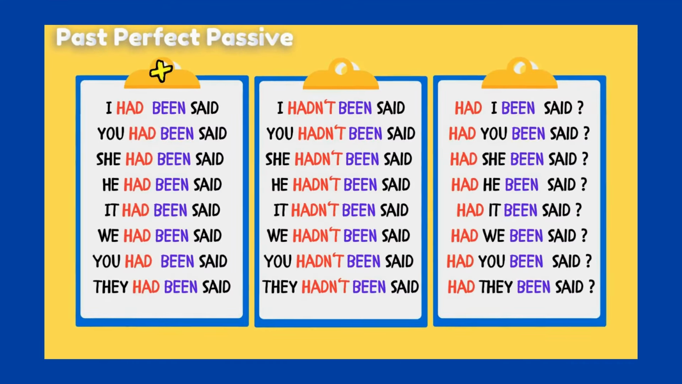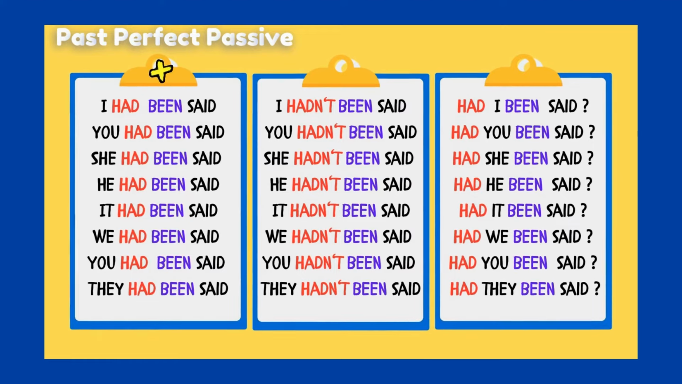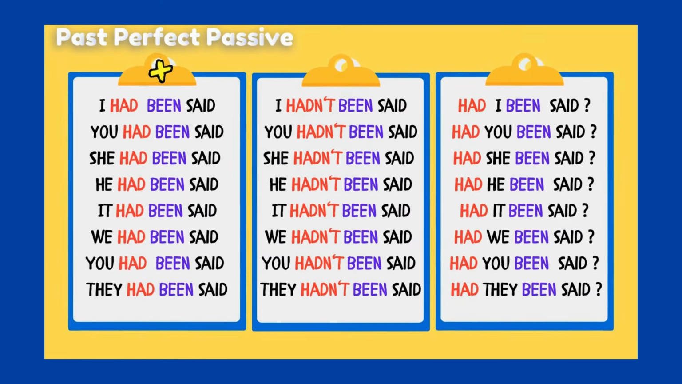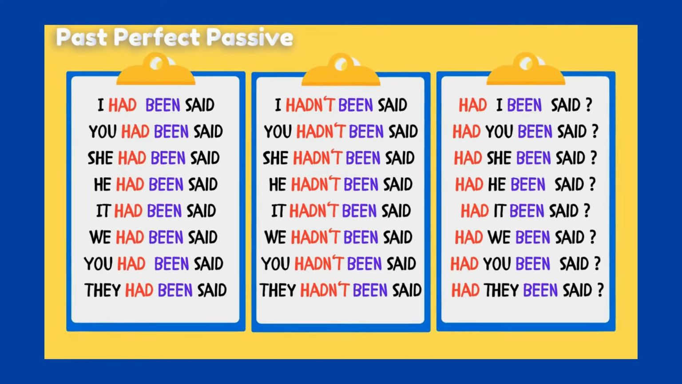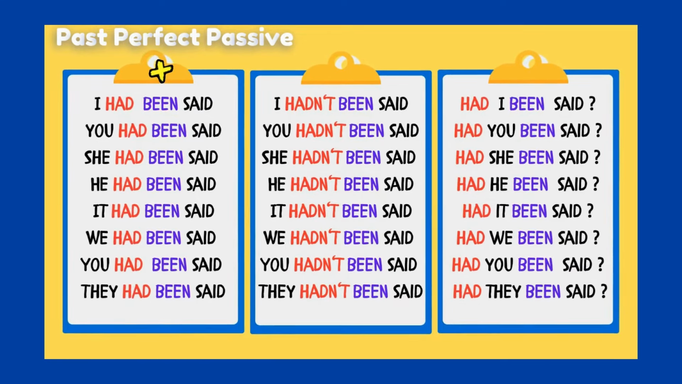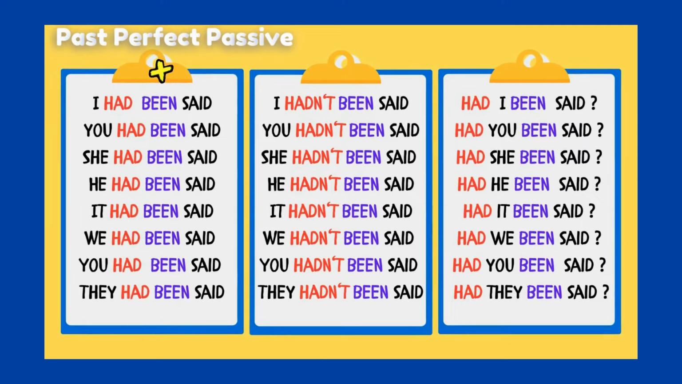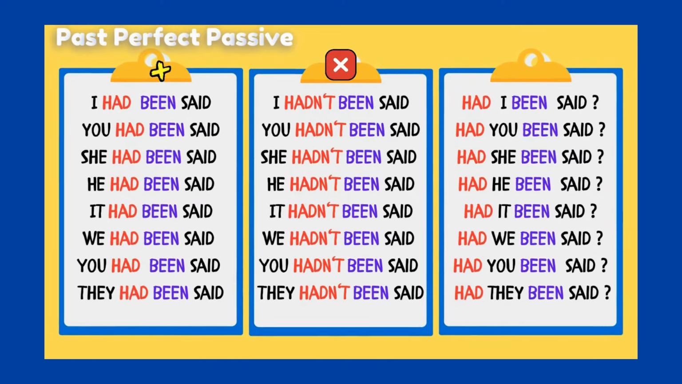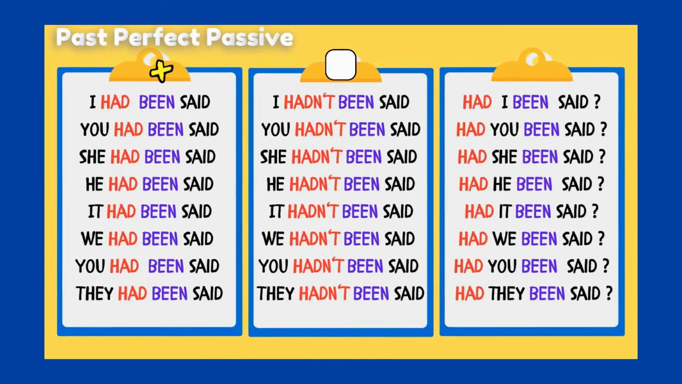For example, in affirmative sentences, I had been said, you had been said, she had been said, he had been said, it had been said, we had been said, you had been said, they had been said.